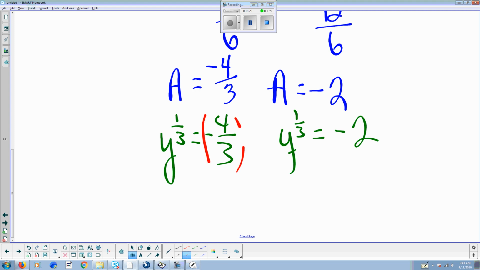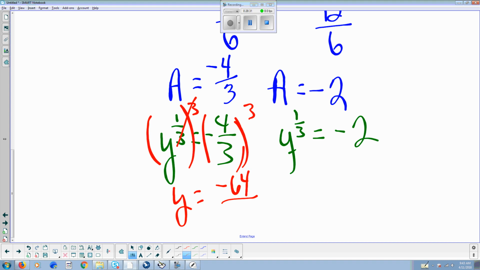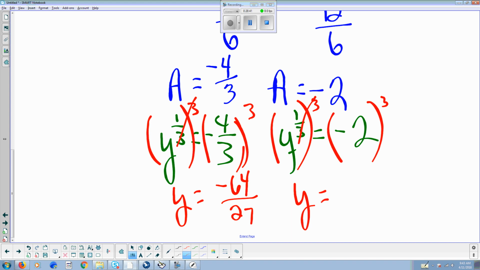So I'm going to raise both sides to the 3rd. That cancels the 1/3. Negative 4 to the 3rd power is negative 64. And 3 to the 3rd power is 27. Also here, we're going to cube it. Negative 2 to the 3rd power is negative 8. So these are two answers.